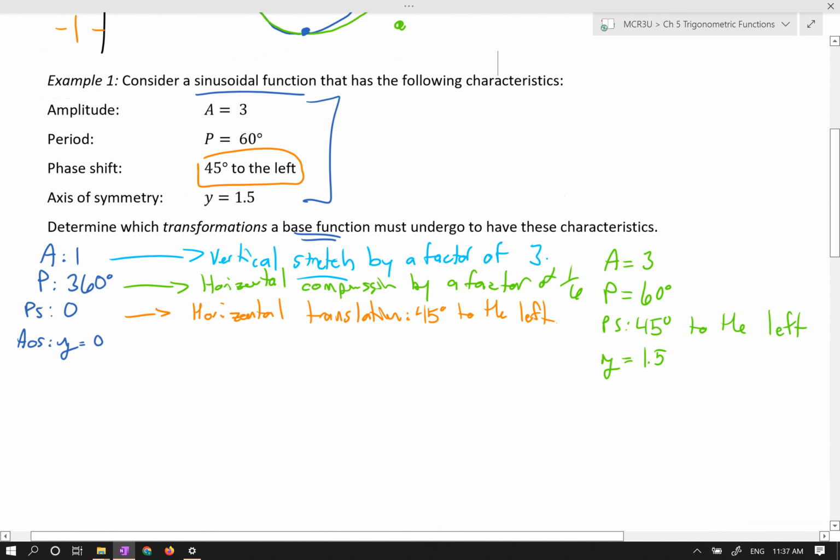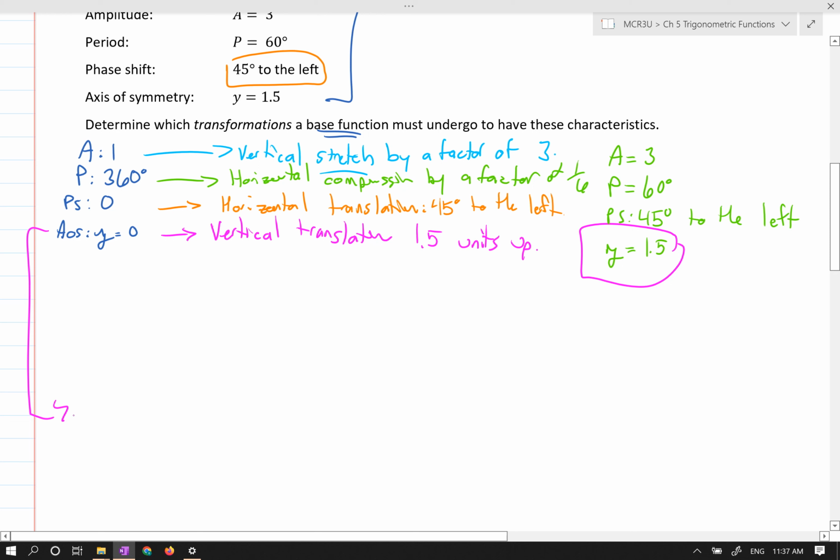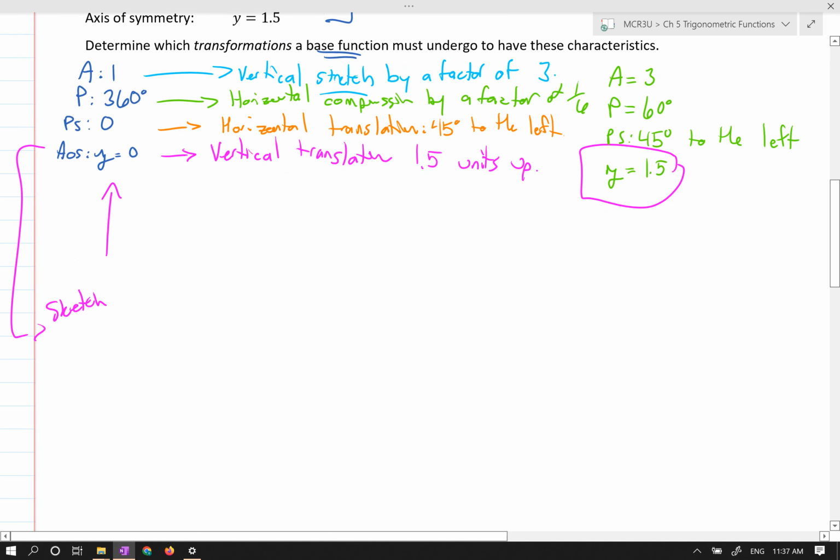1.5 units up. Now I encourage you right here, and I'll include this on the uploaded version, to pause the video here and practice sketching this. We should be able to sketch a function with these characteristics. We practiced that in yesterday's lesson. So pause the video, try it out. Once you're finished, then you can check your answer with what's uploaded. We're going to move on in the video here, though, to example 2.